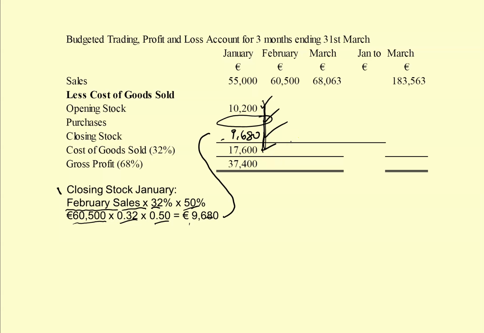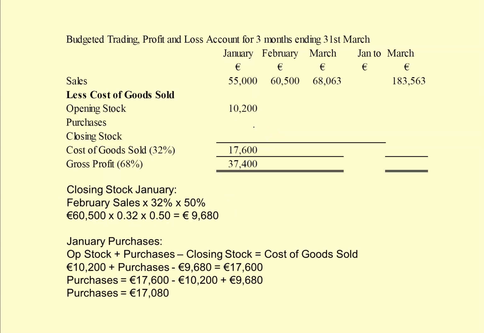So I could write out a little equation. I have three items in it: opening stock, purchase, and closing stock equals the cost of goods sold, and I'm missing one of them. So if I just pull up the next slide here, we have the opening stock plus the purchases minus the closing stock gives us the cost of goods sold.